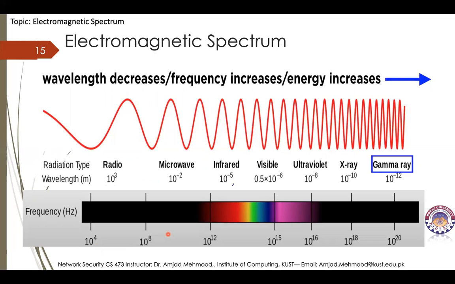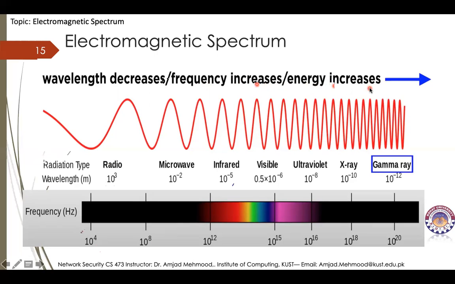But if in the paper they ask you to tell the wavelength of radio wave, you have to write this one. Otherwise, if they ask you the frequency, the frequency is this one. So you have to consider both, but as they are inversely proportional, you can take them into consideration. So wavelength decreases, frequency increases, energy increases.